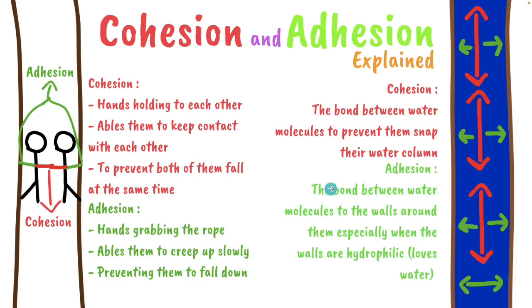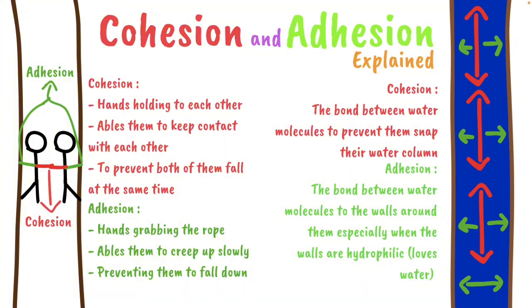Now, in the xylem, this is the place where cohesion and adhesion occur. Think of it like two people climbing a cliff with two ropes. The cohesion is their hands holding each other, which enables them to keep contact and prevents them from both falling at the same time. While adhesion is like their hands grabbing the rope. It enables them to creep up slowly and prevents them from falling back down.